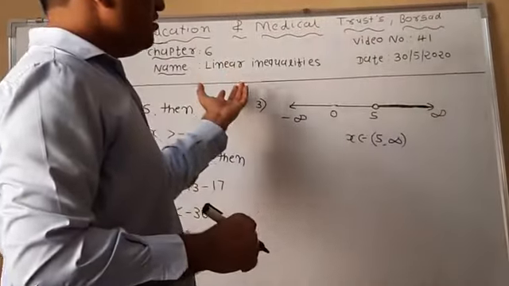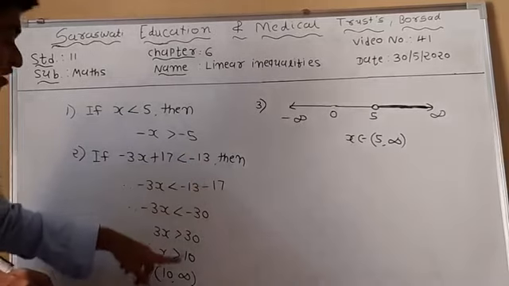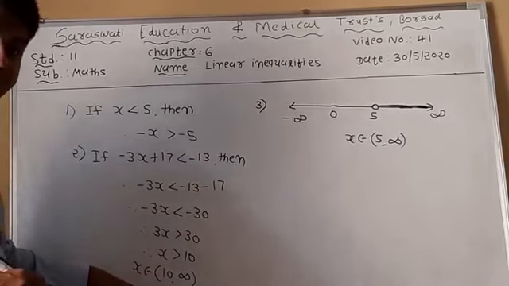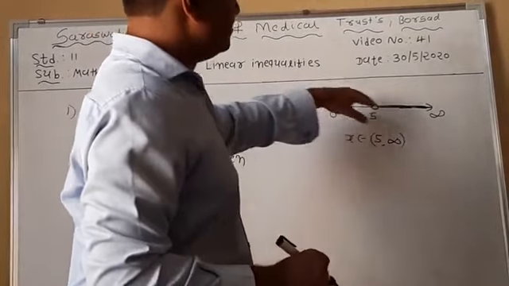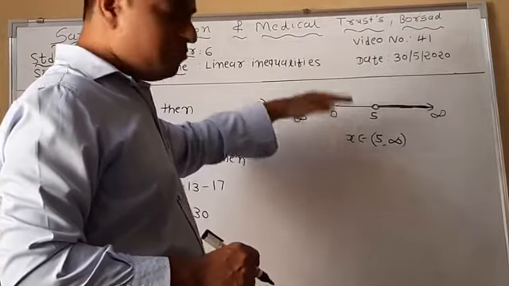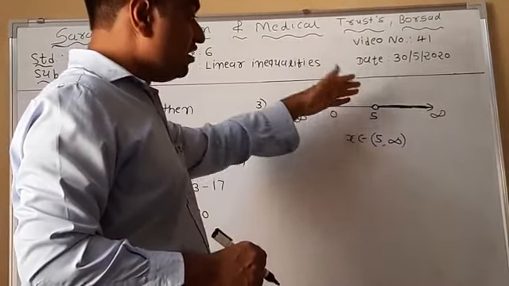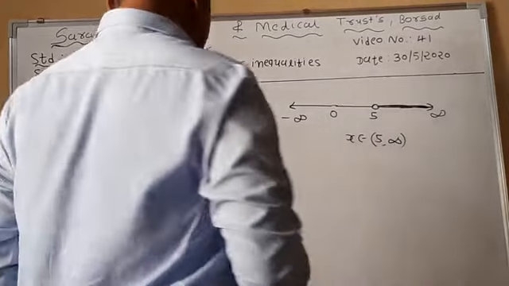In the above example, an equation was given, we found the value of x, and using this value we represented the answer on the number line. But here the number line is given, and using it we find the answer in interval form.